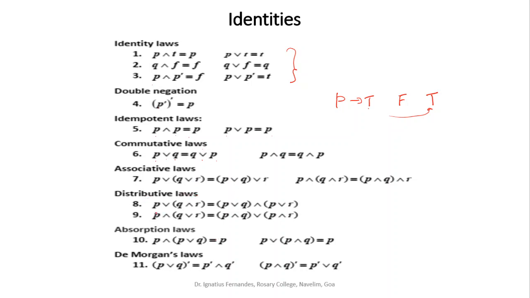Distributive laws: I have P or (Q and R) is the same as (P or Q) and (P or R). So this is like a distributive operator which operates on this. All these rules can be verified by using a truth table.